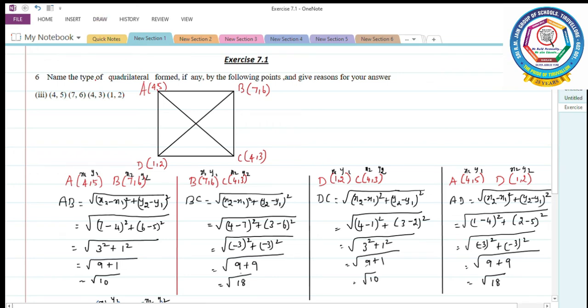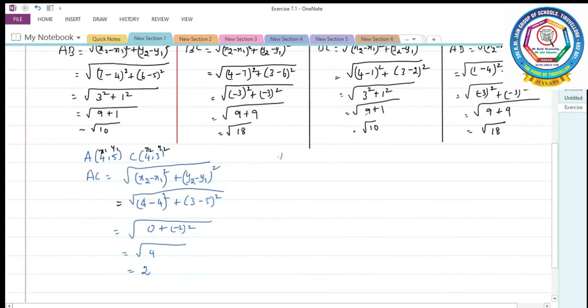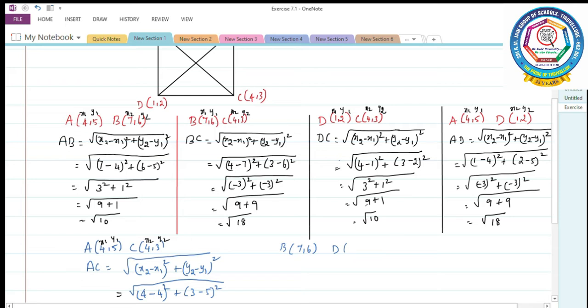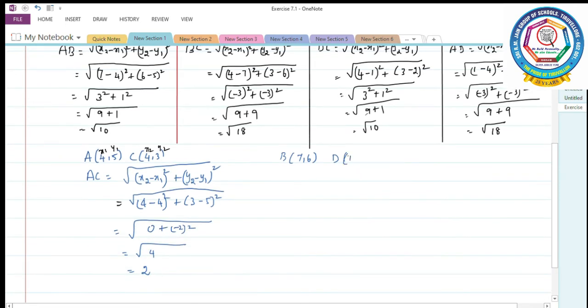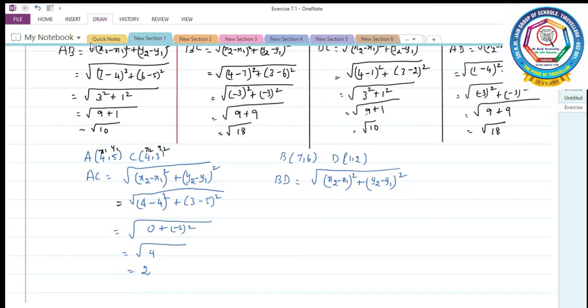B of 7 comma 6 and D of 1 comma 2. We have to find the distance between BD. So BD is equal to square root of (x2 minus x1) the whole square plus (y2 minus y1) the whole square. This is x1, y1.